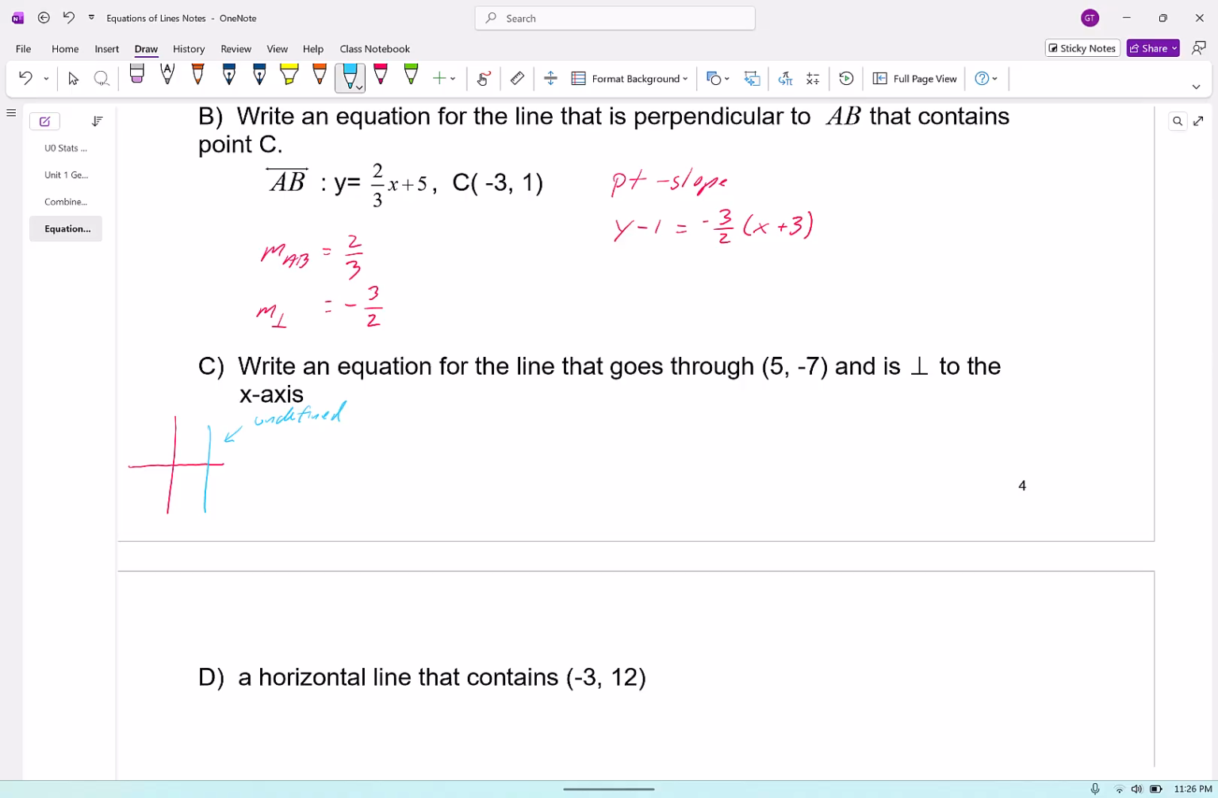And we do have a point. And so going through the x-axis, we're going to go 5, and negative 7 will be down here. And so the actual equation for that line is x equals 5. Okay, so any coordinate that has x equals 5 will fall on that line, because it's perpendicular to the axis.